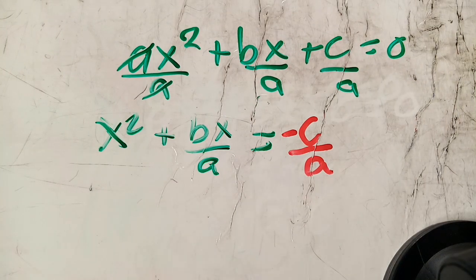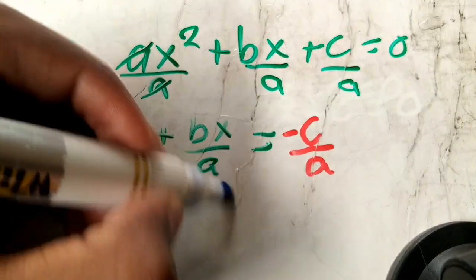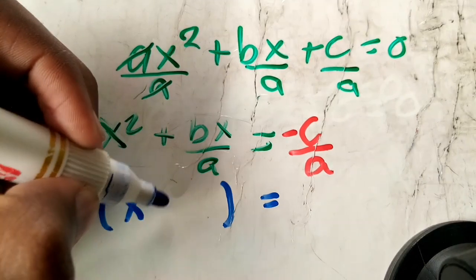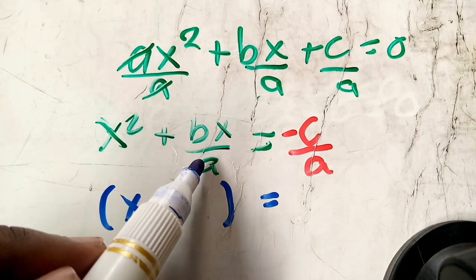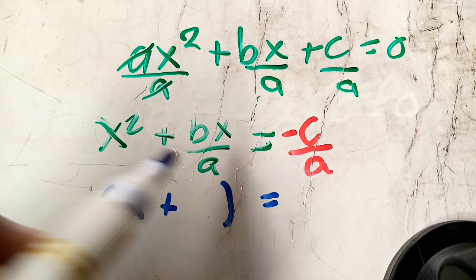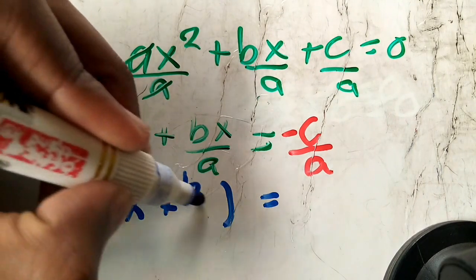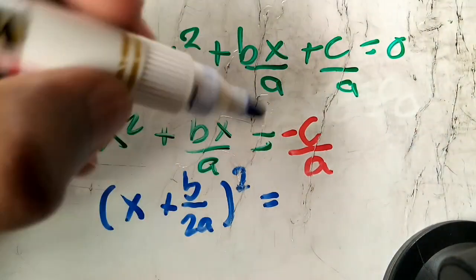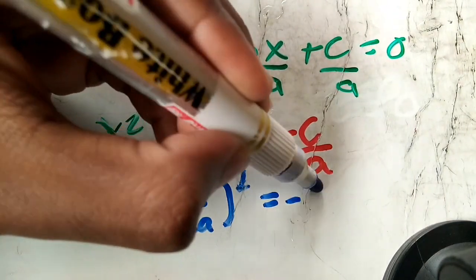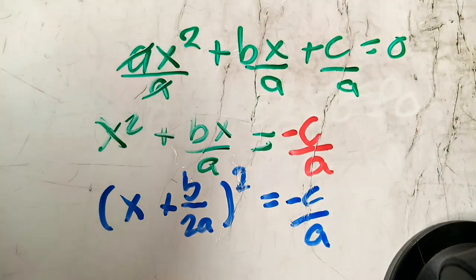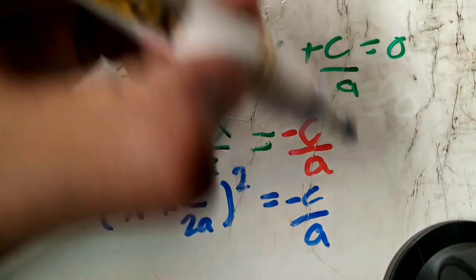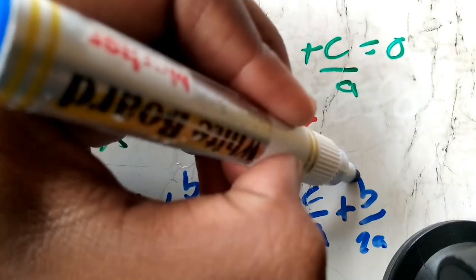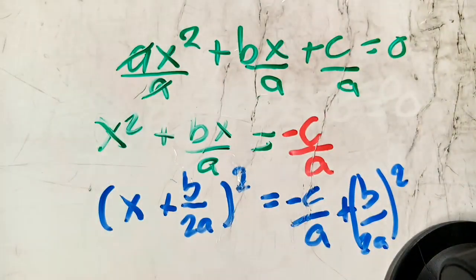Okay, and then what do we do next? We introduce a set of brackets like this, and then we're going to say x plus, then we're going to divide this by 2, b over a divided by 2. So b over a divided by 2 is b over 2a, squared, and then we're going to say minus c over a this side, and if we do something here, we also have to introduce it on the other side. So we're going to say plus b over 2a, and then we're going to square this expression.